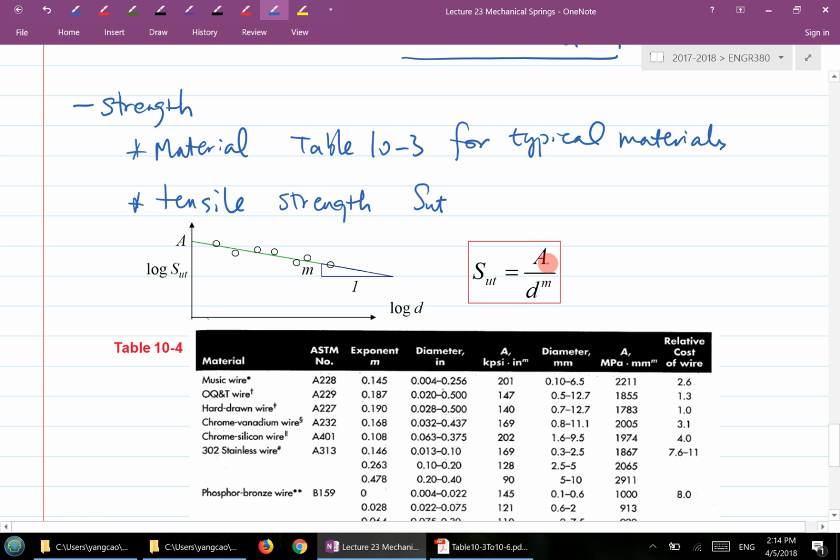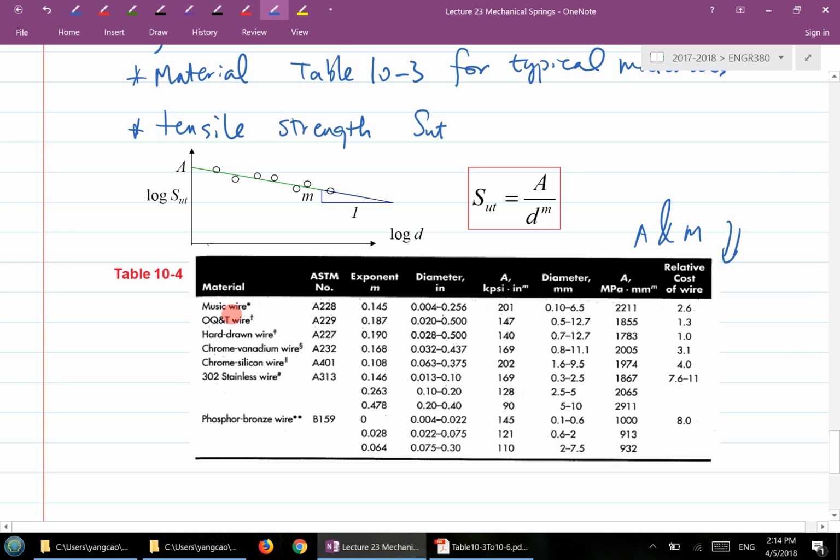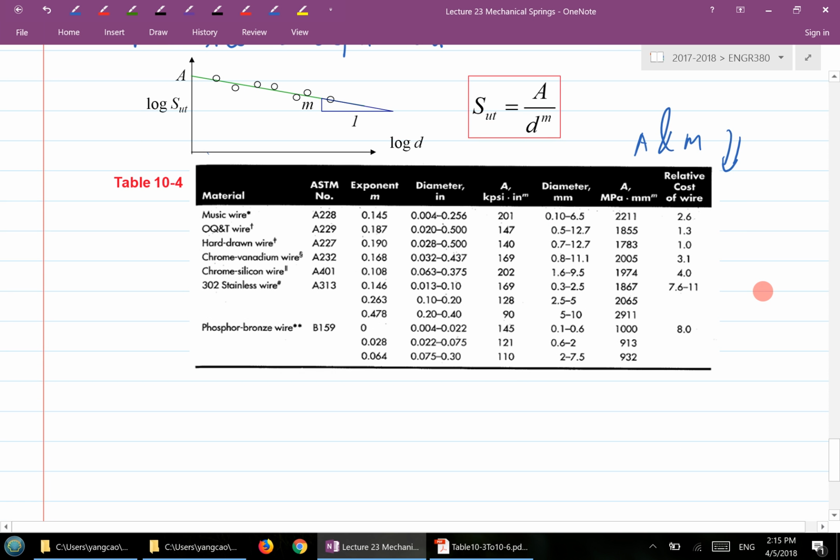The parameter D is the wire diameter. The parameters A and M are from this table 10-4. If you look at it, first identify the type of material, then look at the diameter range here, and then you look at the value A, in two different units of course. The parameter M is this column here. So that's the way to find A and M. Then substitute over here, and you'll be able to calculate this SUT value. So this SUT can be calculated based on table 10-4. It's very straightforward.